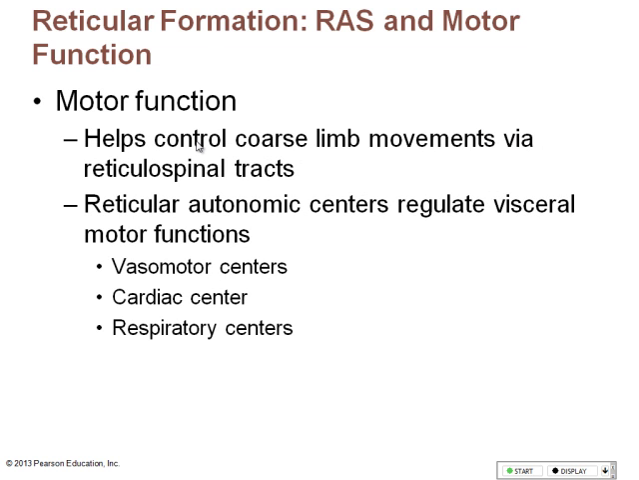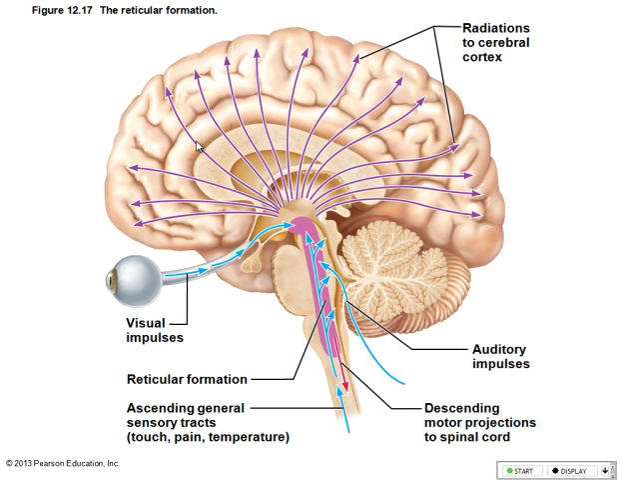A lot of motor function relates to the reticular activating system as well. Some of the larger movements of your limbs. Some of the regulation of vasomotor, again related to cardiovascular system with the cardiac center, and respiratory centers are relayed through the reticular activating system. So this is kind of a crazy diagram, but this is where those messages are being sent from different groups of nuclei in the reticular formation throughout the cerebral cortex.